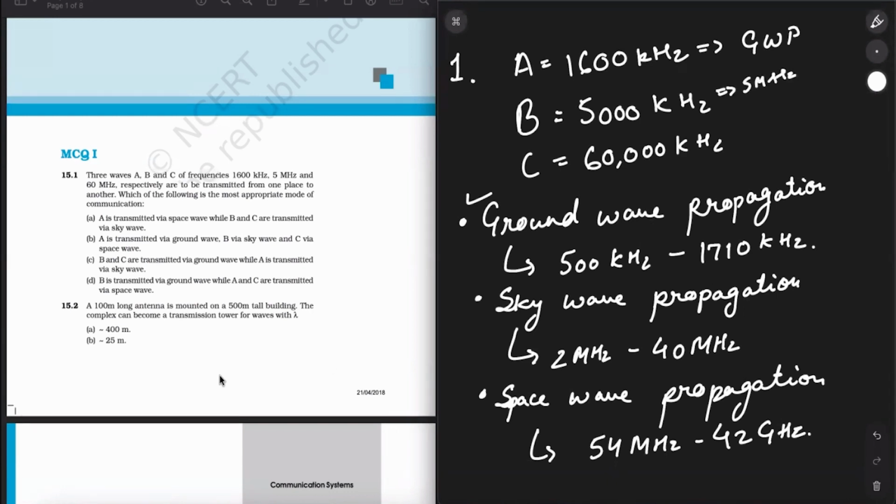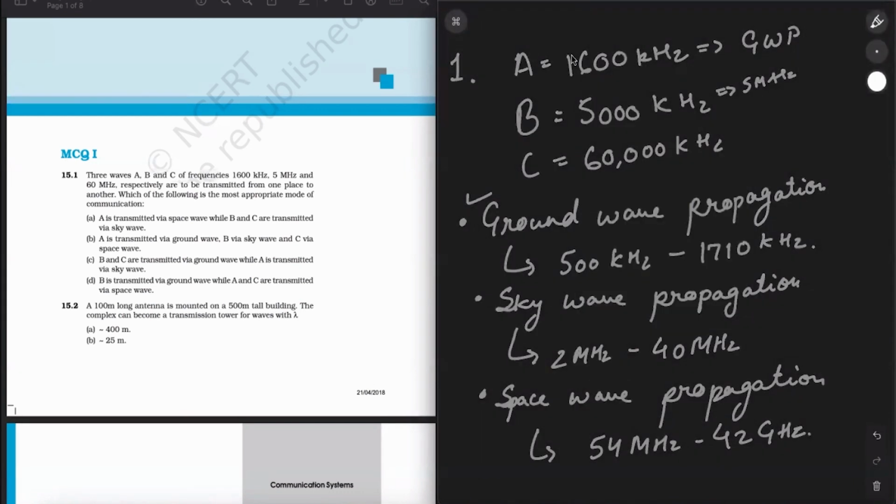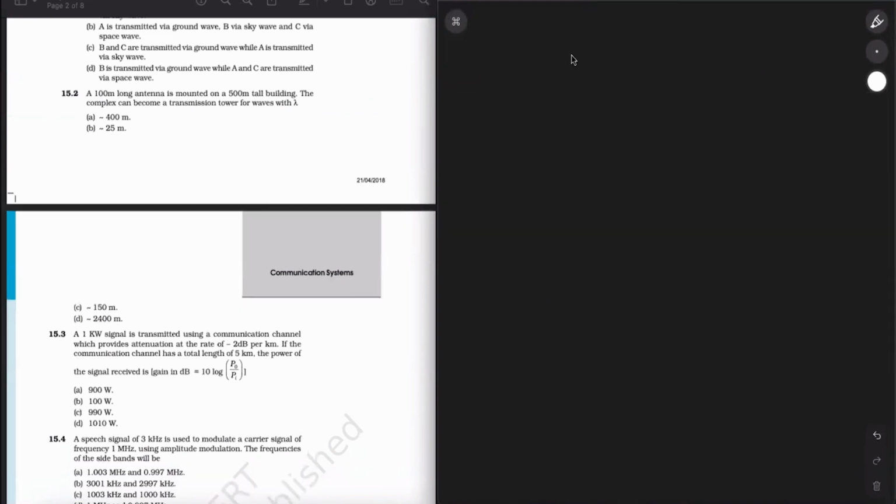Moving on to the next question, question number 2. A 100-meter long antenna is mounted on a 500-meter tall building. Then the complex can become a transmission tower for waves with lambda. So basically, there's a relation between the length of the tower, the height of the tower, and the lambda which it can propagate. So I'll show you.